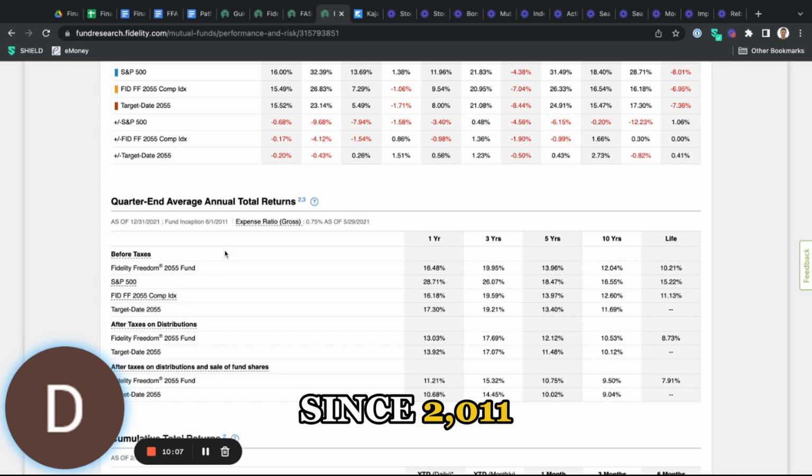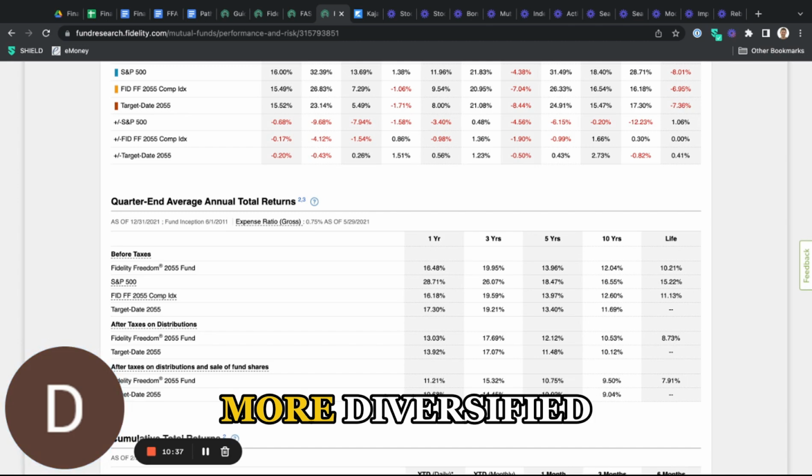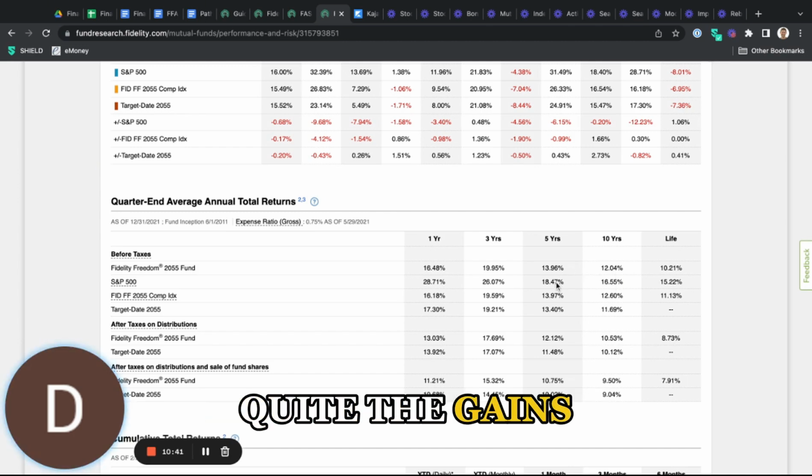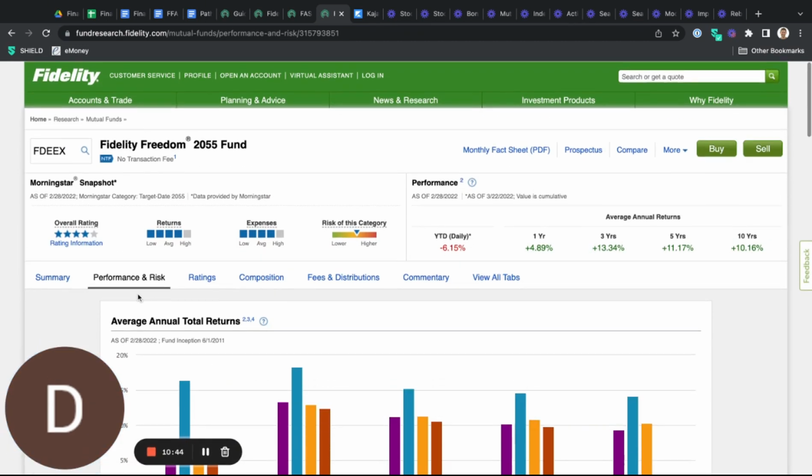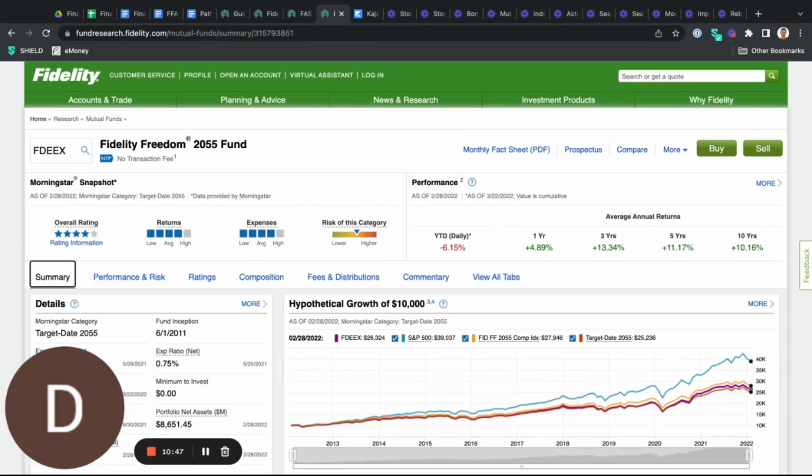It's been around since 2011, obviously, because it's a 2055 fund. So people were not in the workforce before 2011. So this fund they roll out. There'll be a 2060 and 2065 and 2070 as time goes on, right? But over its life, which is over 10 years, it's 10.2%. S&P 500 is 15% over the life or over that time frame. So not bad. More diversified. You're not getting quite the gains, but you're probably not getting quite the losses either. But they're overall probably pretty comparable.